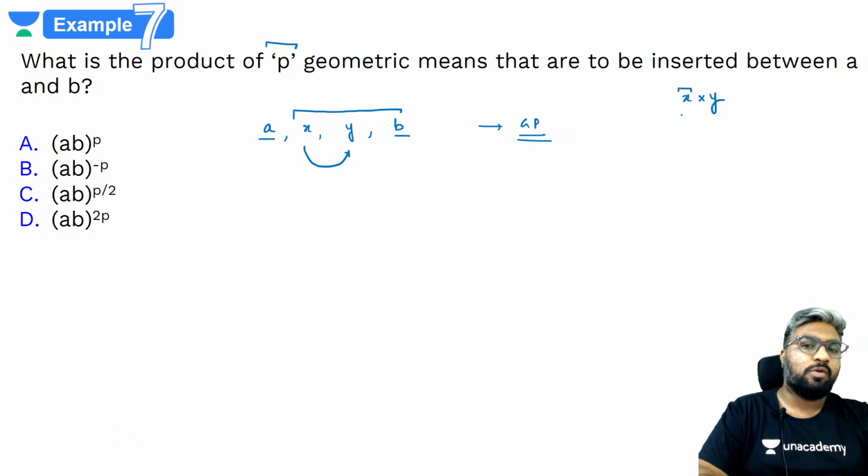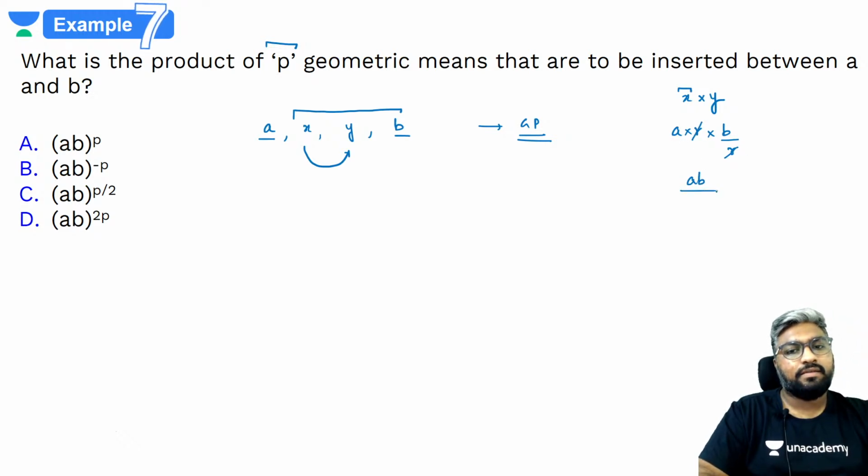X can be given as what? X is nothing but a into r. x क्या है? a into r, है ना। y क्या है? b by r. तो ये दोनों मल्टीप्लाई हुआ, अल्टीमेटली हमें क्या मिला? a into b. Am I right guys? समझ रहे हैं आप लोग? Are you guys able to follow this?